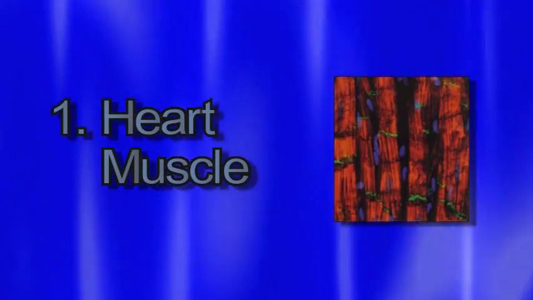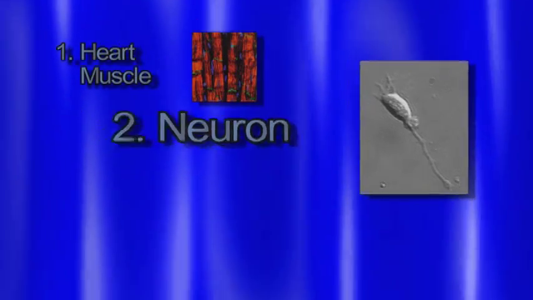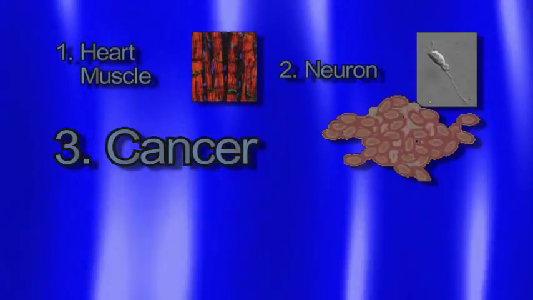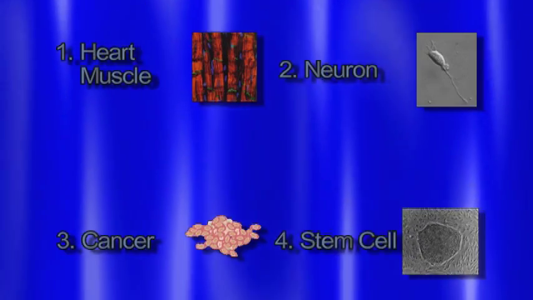Our research, generally speaking, is cell-cell interaction, but we focus on 4 types of cells. Number 1 is heart muscle cells. Number 2 is neuron cells in the brain. Number 3 is cancer cells. Number 4 is stem cells. The reason we study those cells is very simple.